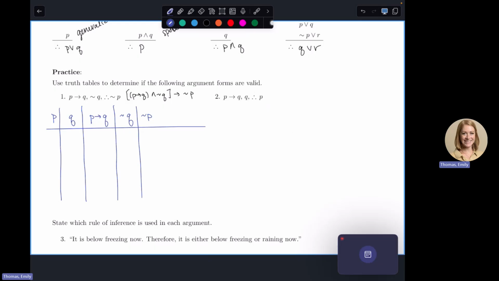So, okay, let's just do the whole thing and then we'll talk about what the critical rows are. I'm going to label these 1 and 2 for our premises here. So 1 and 2, we'll call this 3. Gosh, I'm going to run out of space.